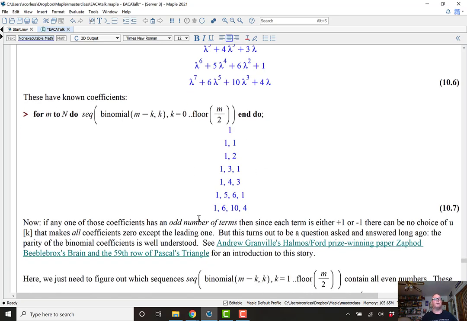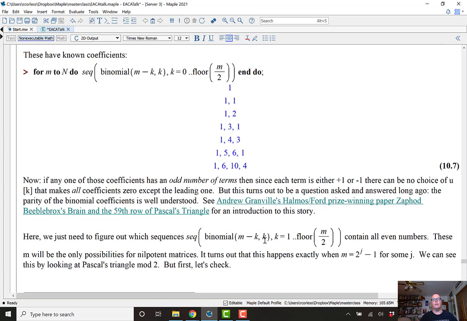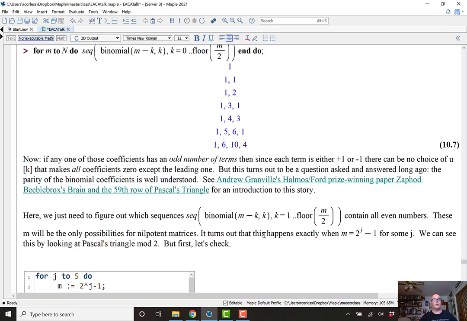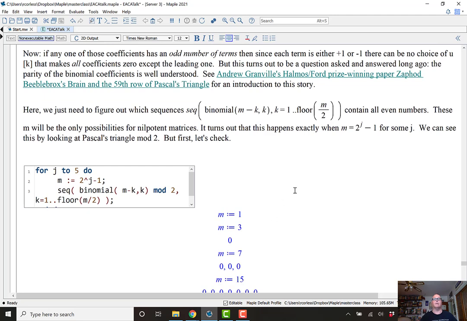Now, if any one of these coefficients has an odd number of terms, so if any of these things is an odd number, then there's no way you can have all coefficients 0 with this choice of population. So this is actually well known. We have Kummer's theorem. There's this lovely paper of Andrew Granville called Zaphod Beeblebrox's Brain and the 59th row of Pascal's triangle. So I point you at there. Those are great stuff. So here we just need to figure out which sequences of binomial numbers of this form contain all even numbers. And these are going to be the only possibilities for nilpotent matrices. And as I said, this happens only when m equals 2 to the j minus 1.